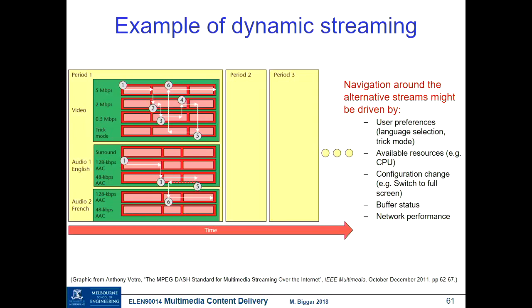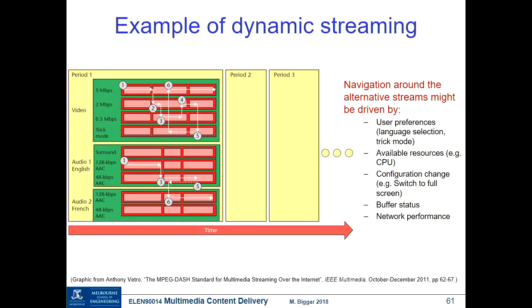So there are lots of reasons why you might navigate around the available streams, and some of them are listed there. They could include user preferences of language, or jumping into fast forward mode, or whatever. Available resources at the client end: how much CPU power is available at that time. Maybe we're doing other things on our device, so we need to drop back the bit rate, or a configuration change, such as the full screen.